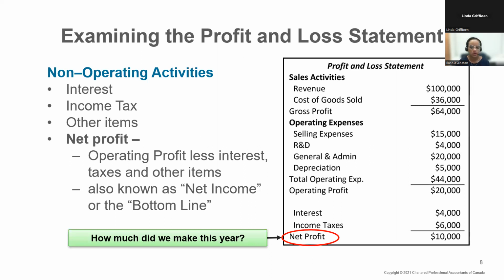So again, going back to our example that we had, after we had operating profits of 20,000, let's say for our line of credit with the bank, we're paying $4,000 a year. And then we also had to pay $6,000 income taxes. And at the end of the day, our net profit is $10,000. And this $10,000 is what is typically called the bottom line or net income or net profits. And it tells us how we did, how much we made that year, the bottom line. And again, for any business that wants to stay profitable, you always want that to be positive.